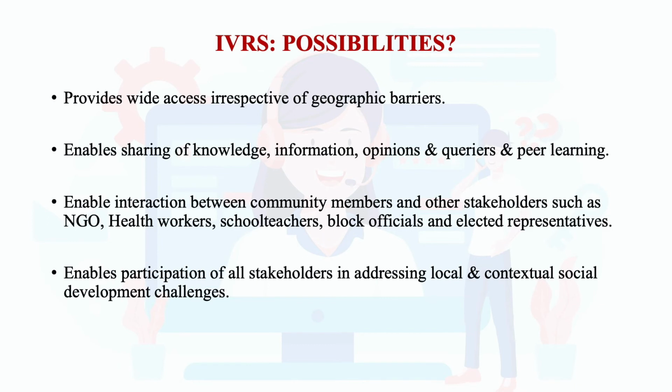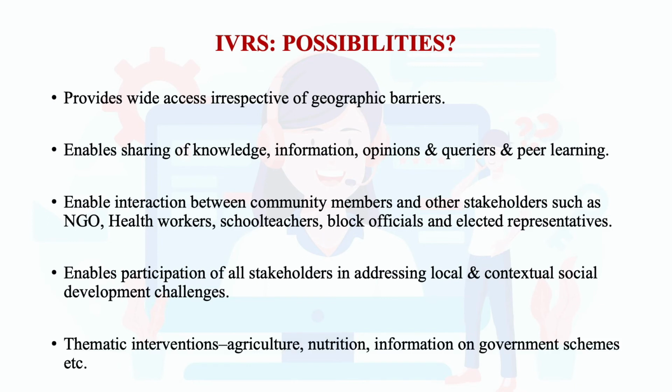Another interesting possibility of an IVRS is we can run thematic interventions in this. For instance, if we want to run an intervention on agriculture, we can cover various aspects of agriculture: water, livelihood, seeds, inputs, outputs, innovative ways of agriculture, many aspects in one theme. Similarly, nutrition or information on government schemes. There are many government schemes that sometimes do not reach the remote areas. So this offers a huge possibility.